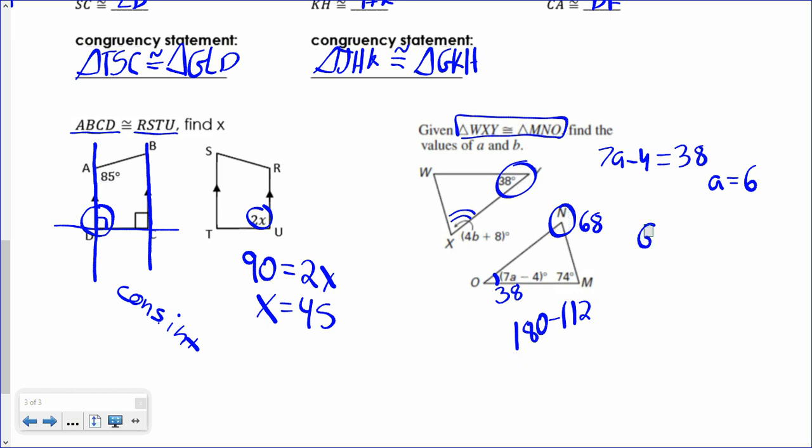Now you can write the equation 68 is equal to 4b plus 8. And then solve that. You guys should know how to solve that. I'm just trying to solve it. What do you guys get? 15?